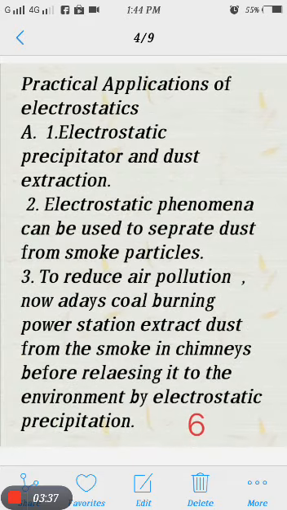Some of the practical applications of the electric potential are given in our book. These practical applications involve the electrostatic precipitator and dust extraction. Electrostatic phenomena can be used to separate dust from smoke particles. To reduce air pollution, nowadays coal burning power stations extract dust from the smoke in chimneys before releasing it to the environment by electrostatic precipitation.